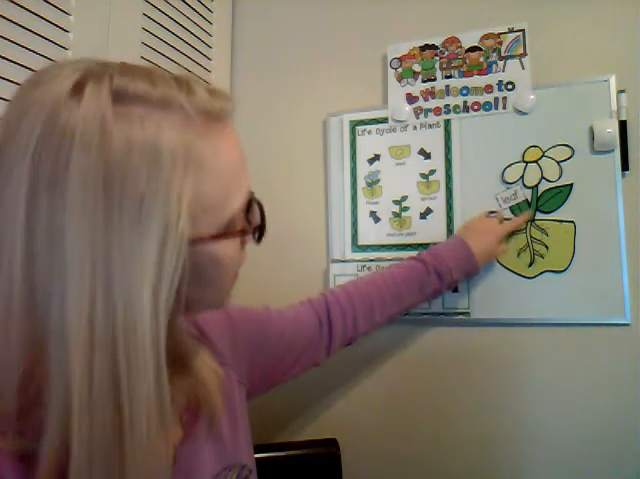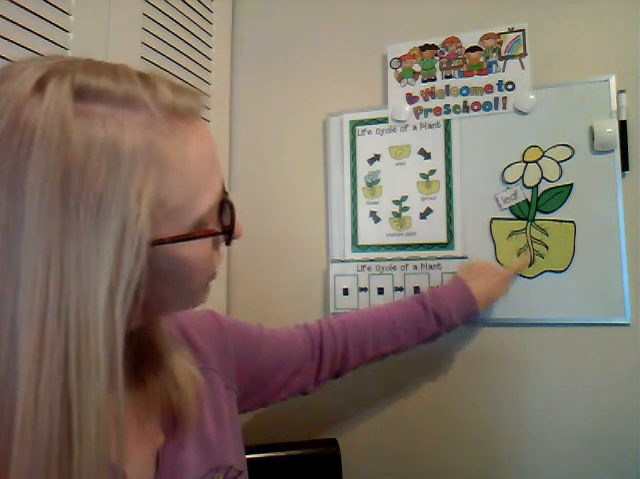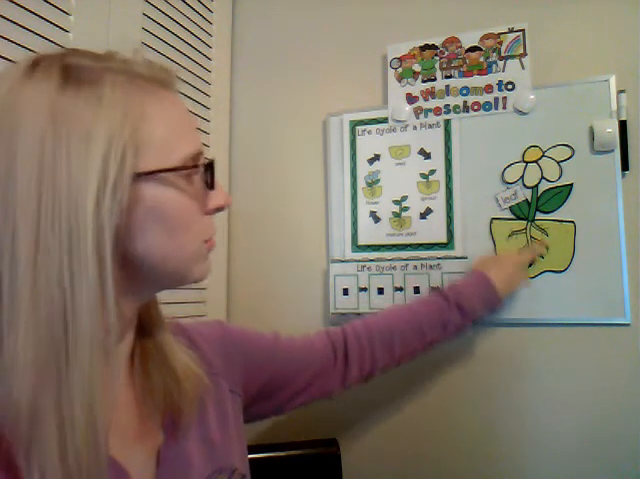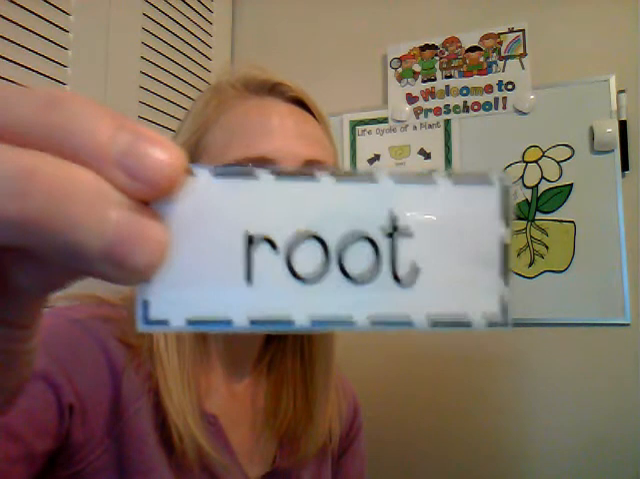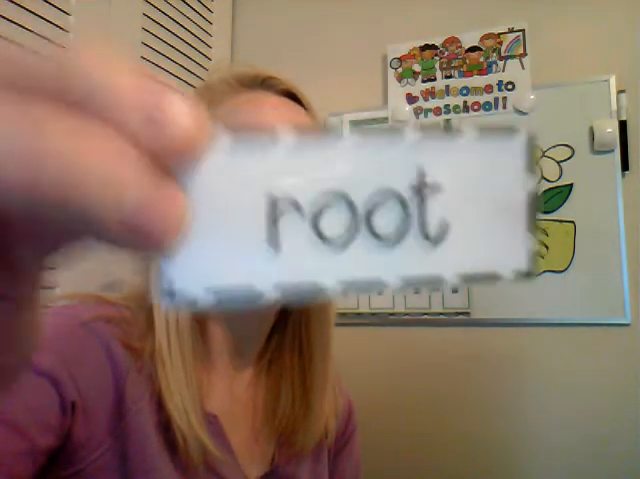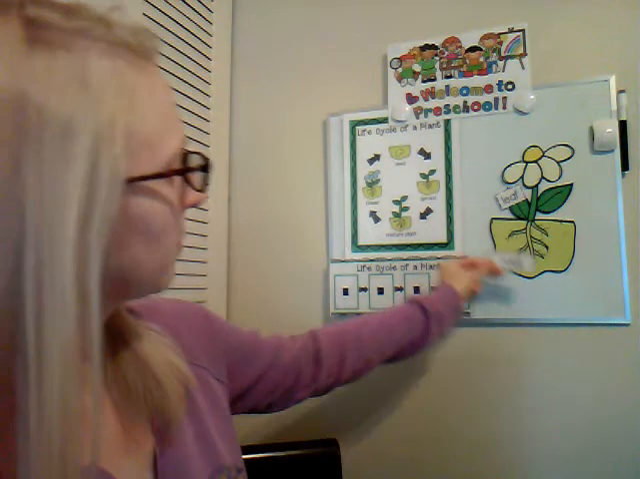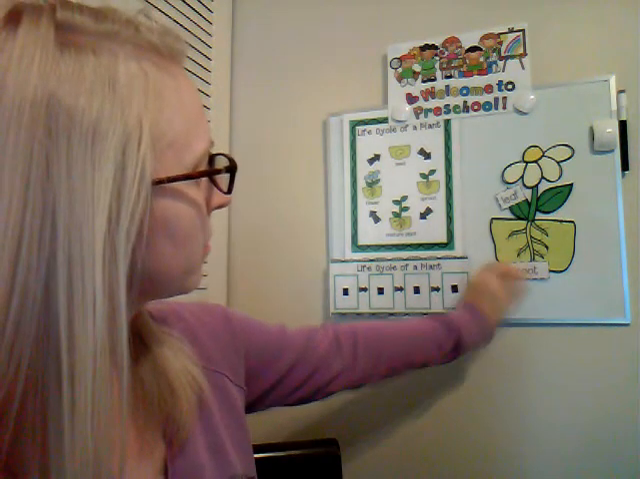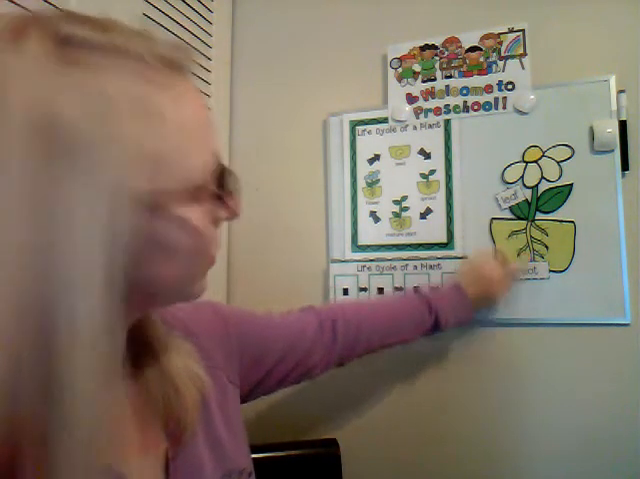So the first part of a flower that I thought we would talk about is this part right here that grows down into the ground. Do you know what that's called? Those are the roots. Root starts with the letter R. I'm going to put this right here so that we remember. This part that grows down into the ground is called the roots.